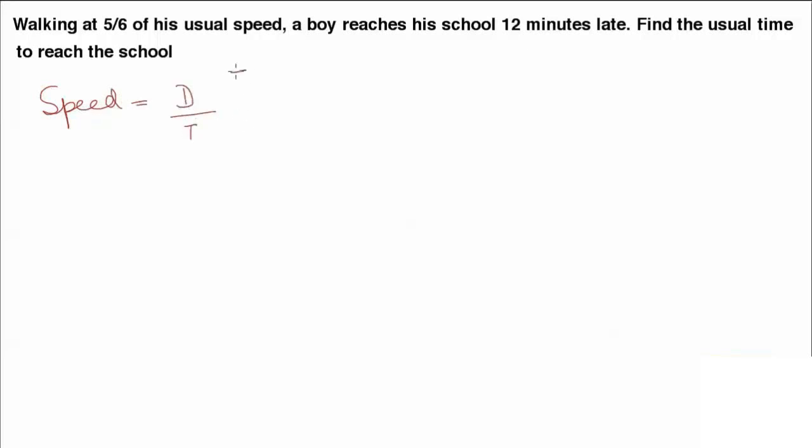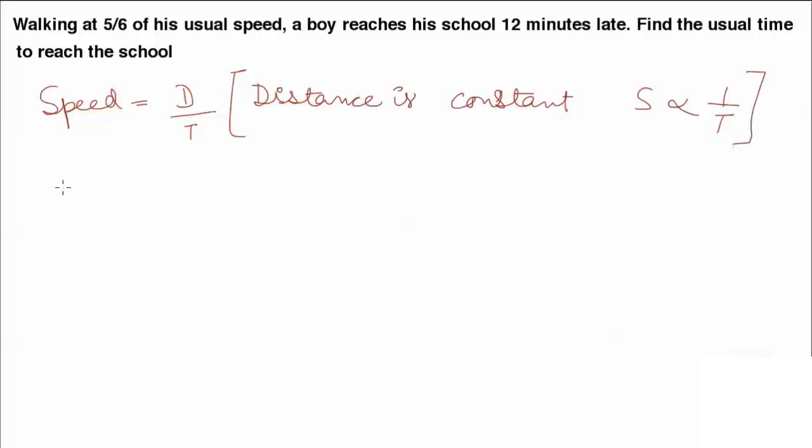And if the distance is constant, speed is inversely proportionate to time taken. So if the speed increases, the time taken decreases, and if the speed decreases, the time taken increases. So here, what is the speed? Speed at which the boy is going. The speed is 5/6 of the usual speed.